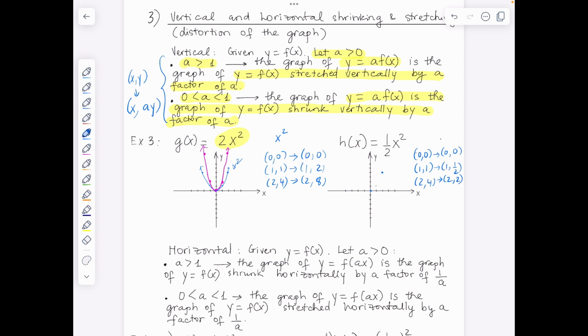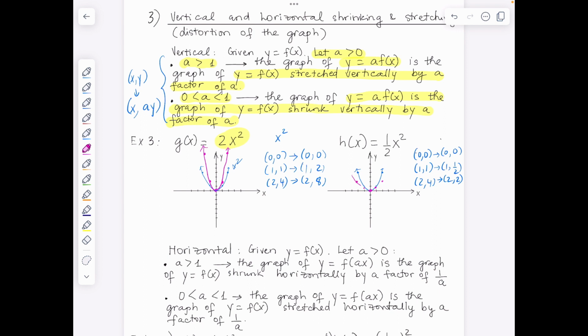Let's look at the parent function so we can compare it to the 1/2 times x squared function. So here is the x squared function. And to get the other function, we're going to plot the new points that we transform. So (0, 0), (1, 1/2). So that's going to be here, very tiny here. And then we have (2, 2). (2, 2) is going to be here. And reflect on the other side. We have (-1, 1/2) and (-2, 2).